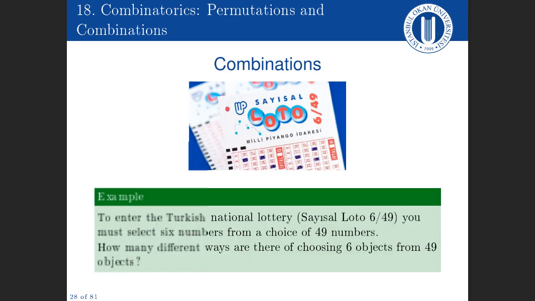So that's permutations. The second idea in this chapter is the idea of combinations. Let's talk about the Turkish National Lottery. To enter this, you need to choose 6 numbers from a total choice of 49 numbers. So the question is, how many different ways are there of choosing 6 objects from 49 objects?